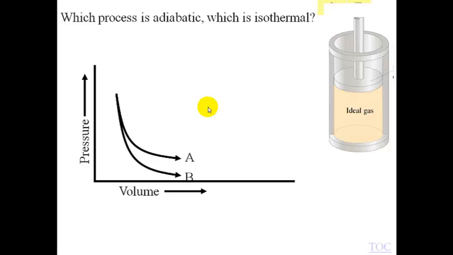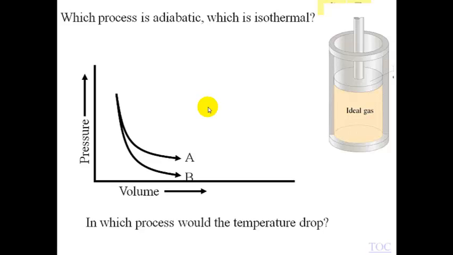Now we have two processes here. Which one is isothermal? And it's not easy to see the difference. One is adiabatic, one is isothermal. I can tell you that the one that has the steepest part of the curve is going to be the adiabatic one. The one that has the y equals 1 over x relationship is going to be the isothermal curve.